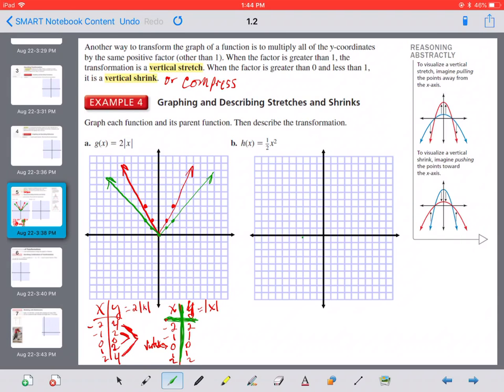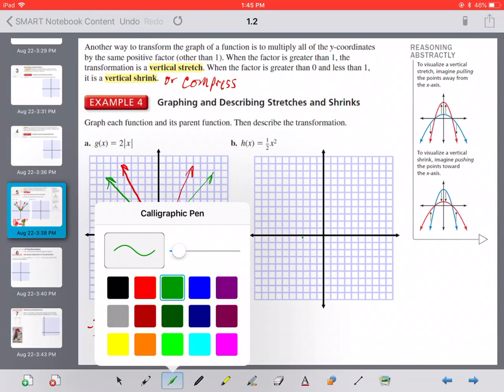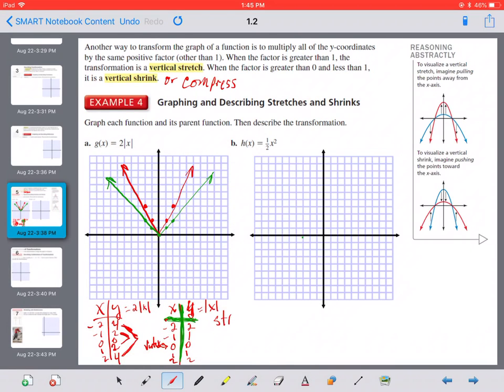So the difference between the parent in green and what we can call the kid, or the transformed graph in red, is it looks like it's been squished in sideways. It's gotten skinnier. So what has happened is we've had a stretch vertically by a factor of 2.